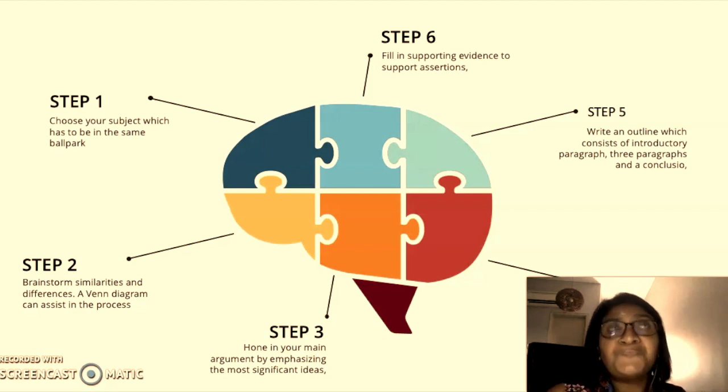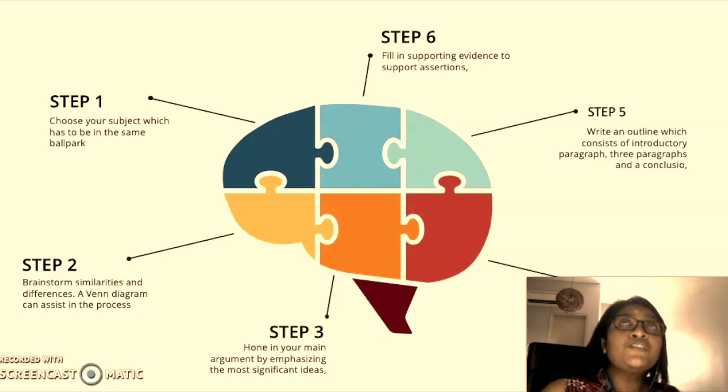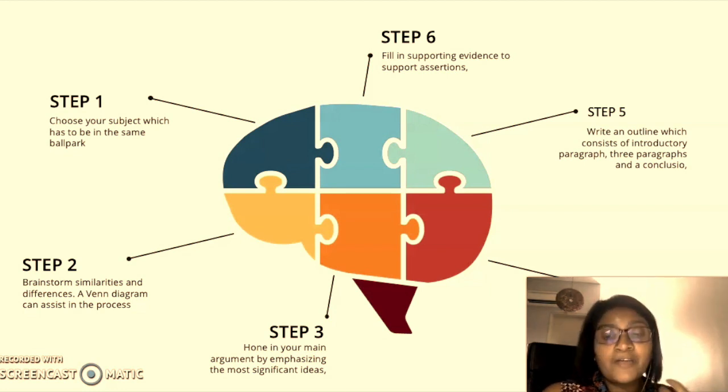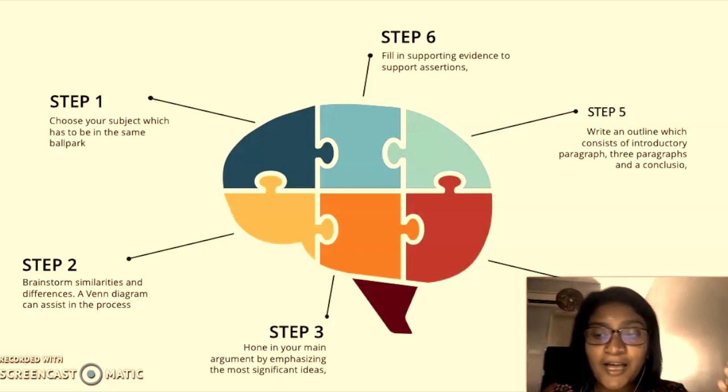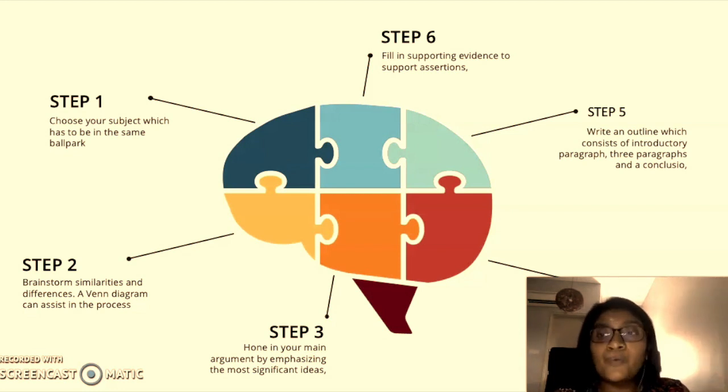For example, I'm going to use the example from your module itself. It talks about private school versus government school. When we look at this topic, we understand there are two different subjects, but they fall under the same atmosphere, which is education. So that's what I meant by ballpark. So you're supposed to choose your subjects, understand what these subjects are, and try to look at them in two different approaches.